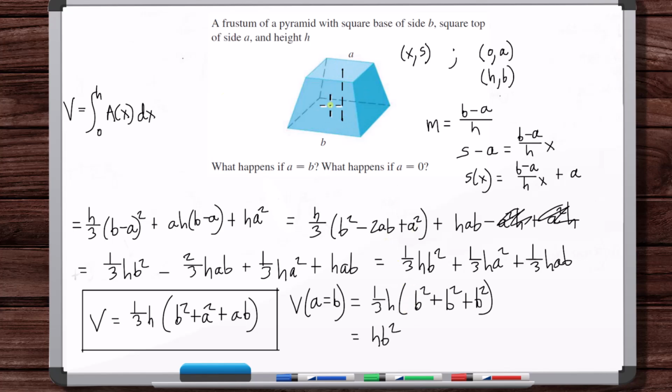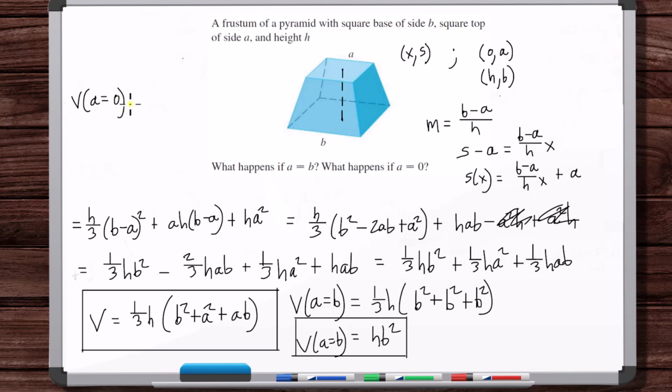Okay, if a is equal to 0, what do we expect? Well, it's going to come up to a point. So this is V when a is equal to b. V when a is equal to 0 is 1/3 h b squared. Huh. So it's not hb squared, it's 1/3 hb squared.